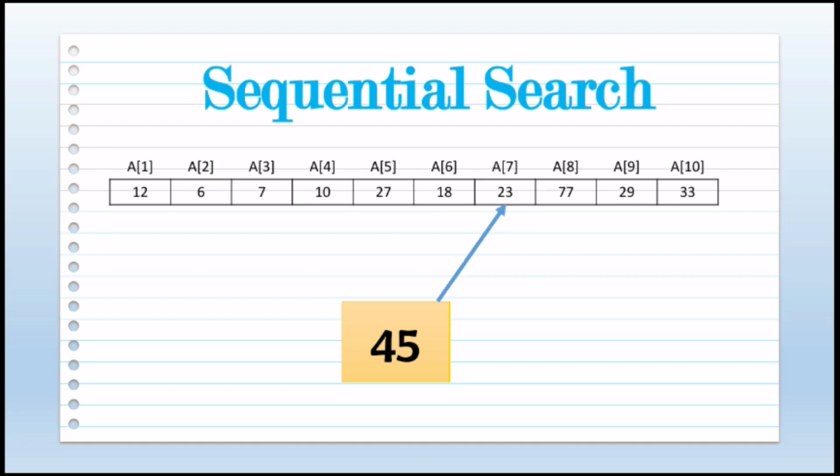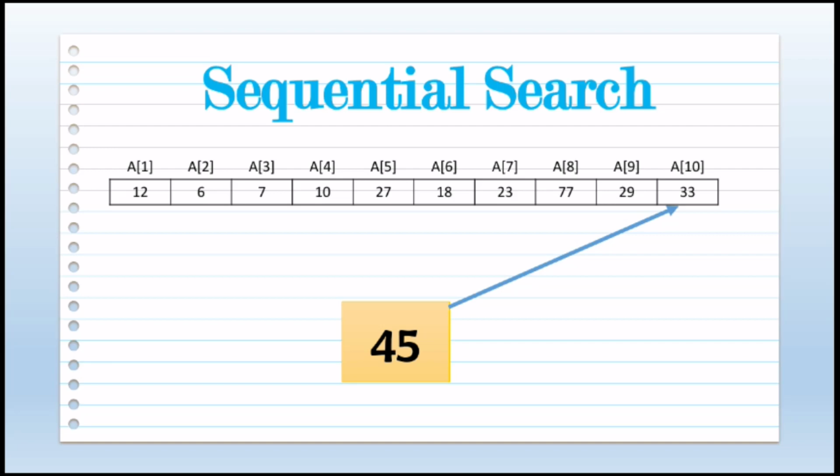The next element is 23. Is 23 equal to 45? No, again the condition is false. The next element is 77. Is 77 equal to 45? No, the condition is false. The next element is 29. Is 29 equal to 45? No, again the condition is false. The next element is 33. Is 33 equal to 45? No, again the condition is false.